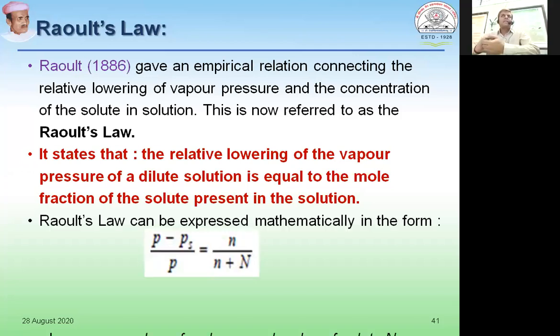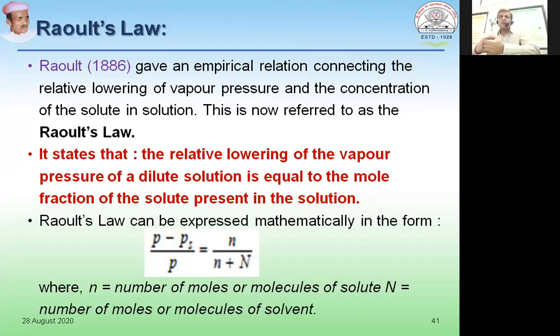And it is mathematically expressed as (P minus Ps) upon P is equal to small n upon (small n plus capital N). It is the relative lowering of vapor pressure, and it is shown to be equal to the mole fraction of the solute which is added to get the solution. That mole fraction of the solute is given by small n upon small n plus capital N. Small n is the number of moles of the solute which is added, and capital N is the number of moles or molecules of the solvent which are present in the given solution.